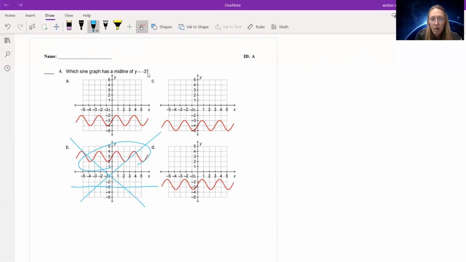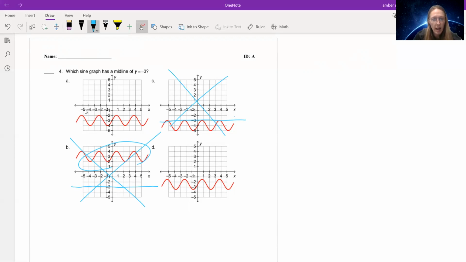I can also automatically get rid of letter C right here. Here's negative 3. That's not a midline. It looks like a maximum value of that. So I'm not even going to do any work for that. I'm going to get rid of that. So that leaves me A or D.